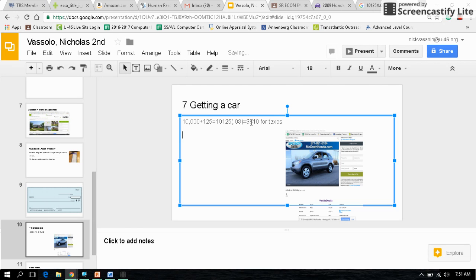All right, so what I'm going to have to do then is add the $125 plus the $810 in taxes, and my car is going to come out to be $10,935. That is known as the principal amount. The principal amount is the total amount that I need to finance. I don't have $10,935, so I need to find some place to give me that money so I can purchase this car.